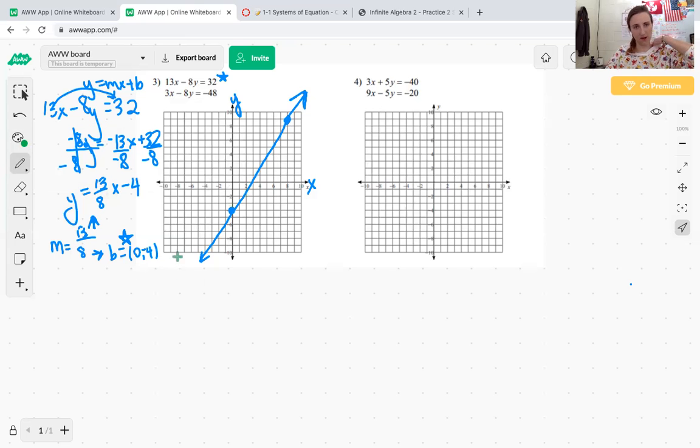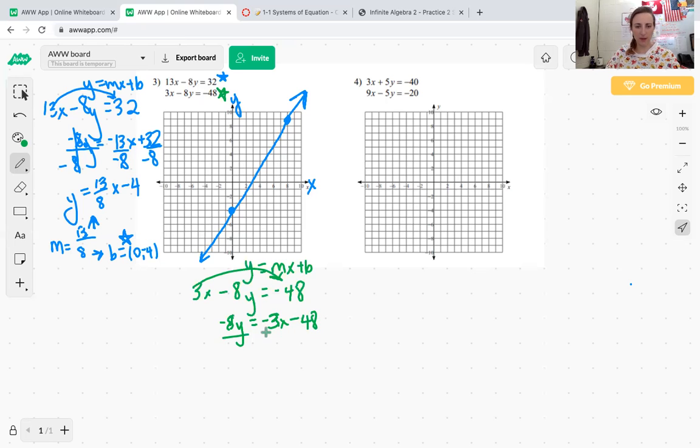I'm good. Awesome. So our next one here will be our 3x minus 8y is equal to negative 48. Now, once again, we want it in slope-intercept form, y equals mx plus b. So we're going to keep our y where it is, so negative 8y equals, and now we want our x over here on the right side, so positive 3x becomes a negative 3x. And now our negative 48 just drops down, negative 48.